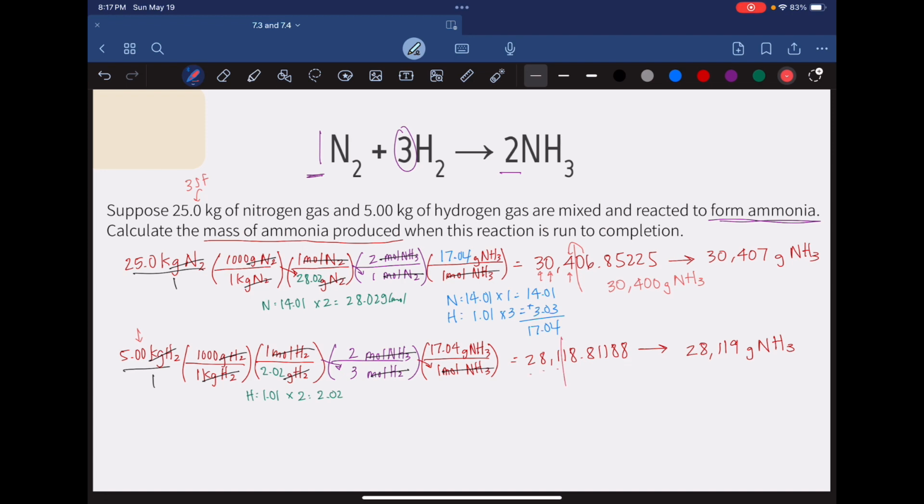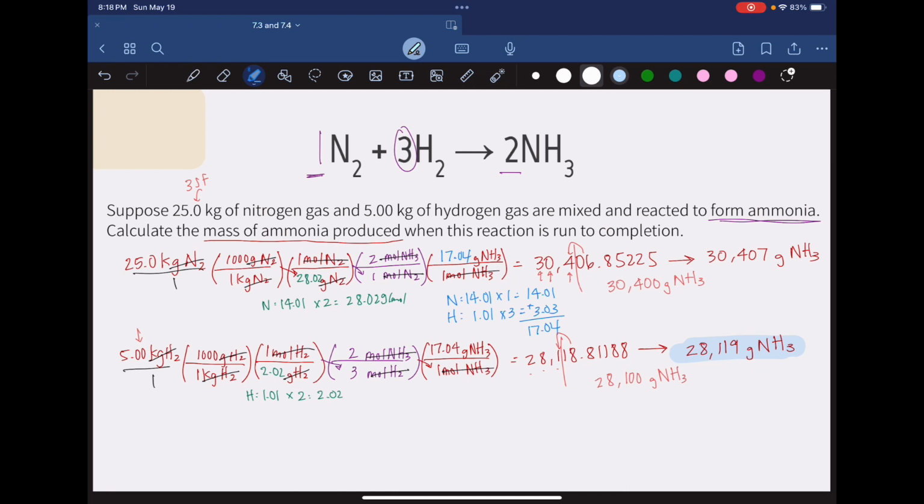1, 2, 3. How would this one round that 1? It would round down. So you'd get 28,100 grams of ammonia. So you've done all this wonderful math, but you're not entirely sure how much ammonia is actually produced. So to see how much ammonia is actually produced, you just compare those two numbers. The one that produces less ammonia, that's your limiting reactant, and however much ammonia it produces, that's how much you can actually produce. So comparing the 30,400 versus the 28,100, this right here is your theoretical yield of ammonia.